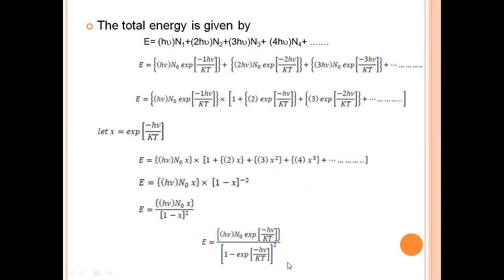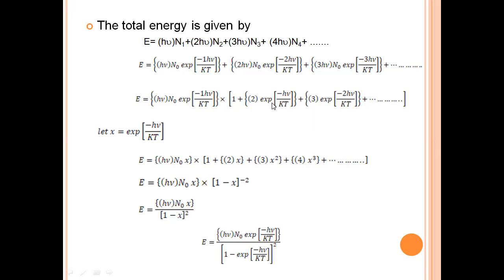And to find the total energy of the oscillators, we multiply h nu with the N1 expression, 2 h nu with the N2 expression and so on. Replacing N1 with the help of the Maxwell distribution law, we have common terms of h nu, N0 and the exponential function. Just taking them as common, we have an expression 1 plus 2 exponential of minus h nu by kT plus 3 exponential of minus 2 h nu by kT plus so on.